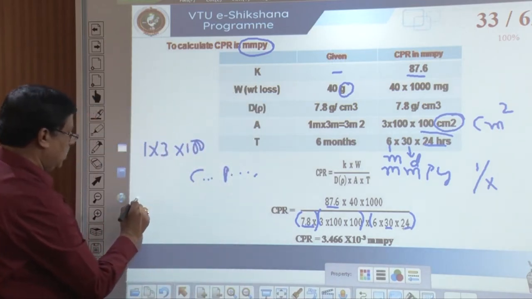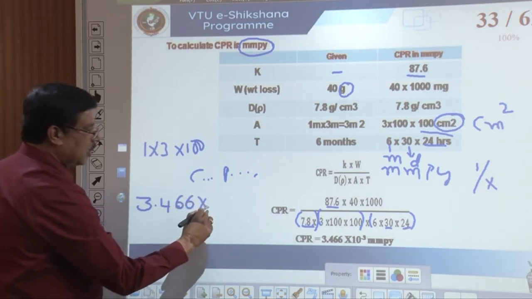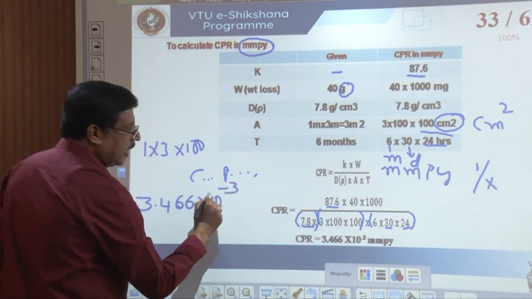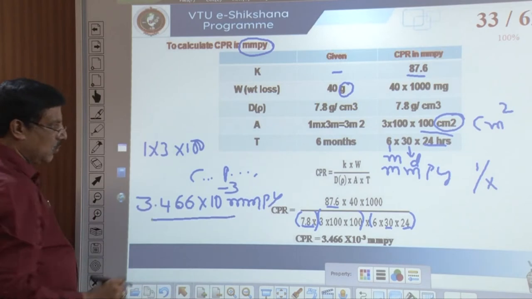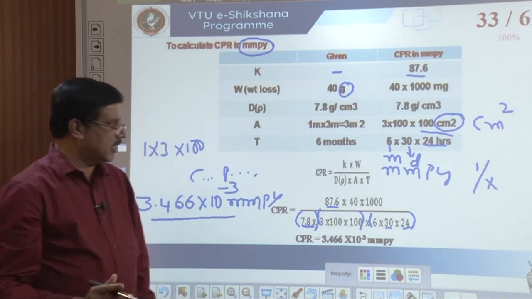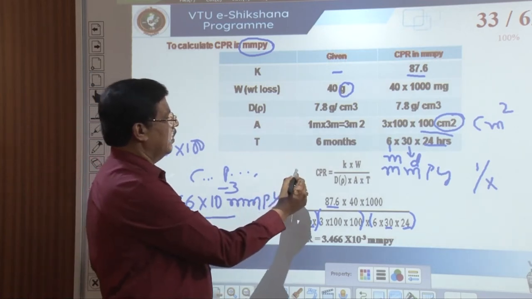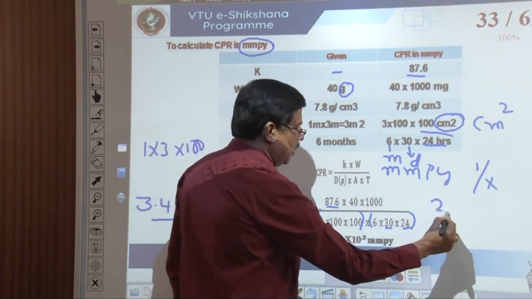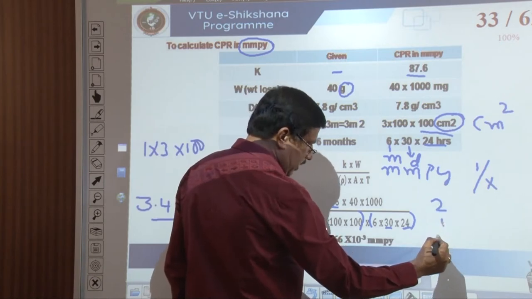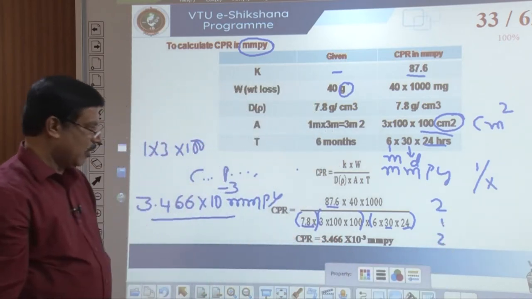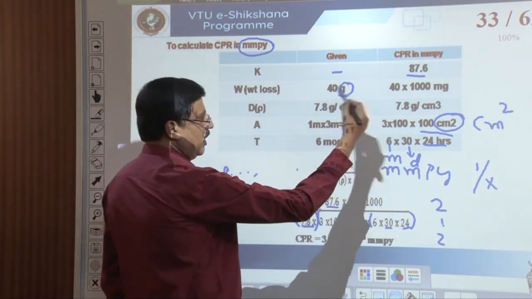3.466 into 10 to the power of minus 3 millimeter per year. This is the answer. Normally, this is the first time introducing a numerical problem in the corrosion chapter. So if you write the relation, you will get 1 mark, substitution you will get 2 marks, and next simplification you will get another mark, the final answer 2 marks, totally 6 marks. Because for a numerical problem you have to do it carefully, particularly when you are going to convert gram into milligram.